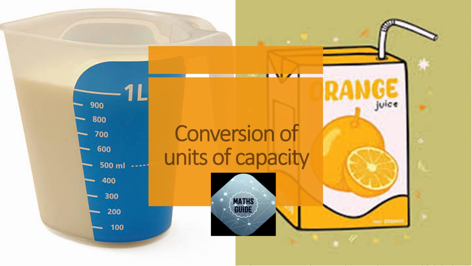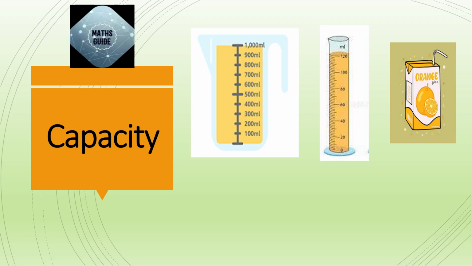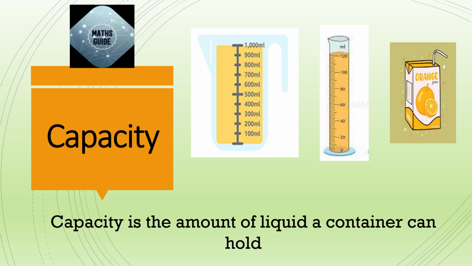After mass, let's learn about capacity. It is the amount a container can hold. It tells us how much liquid can fit inside a container. For example, a bottle has a capacity, a bucket has a capacity, even a tank or jug has a capacity. The definition of capacity is that it is the amount of liquid a container can hold.